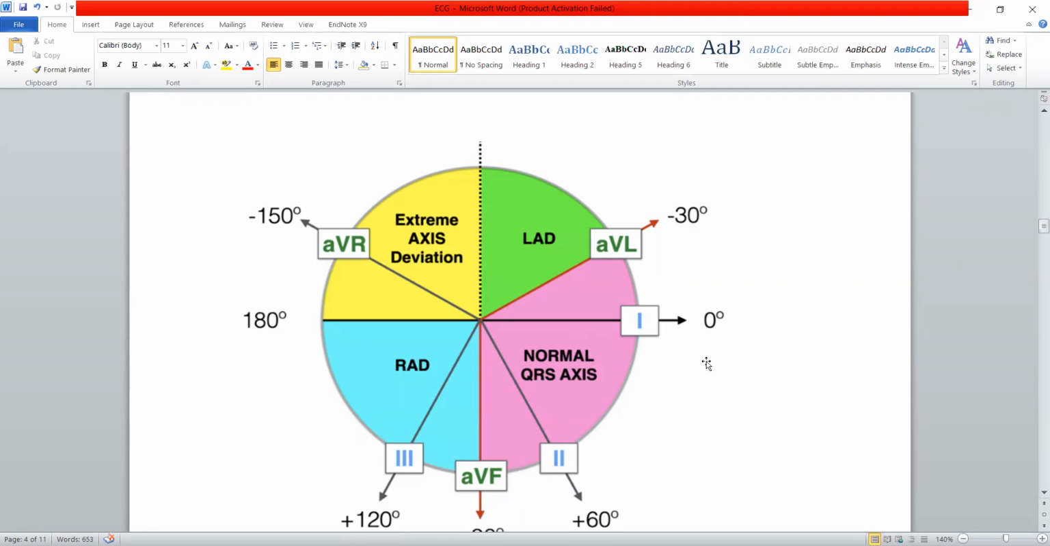Now we can determine the axis of the heart by looking at the QRS complexes in lead 1 and in lead AVF. You can use lead 2 in place of AVF as given in the Plab keys, but the standard method is we can calculate or assess the cardiac axis by looking at the QRS complexes in lead 1 and QRS complexes in lead AVF.